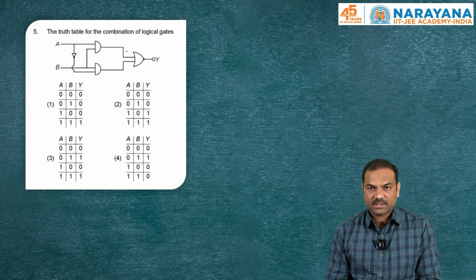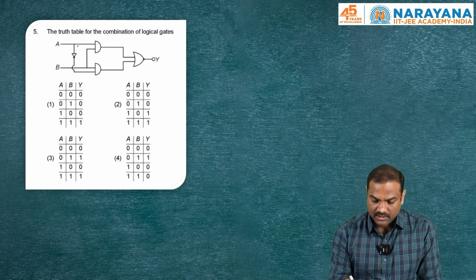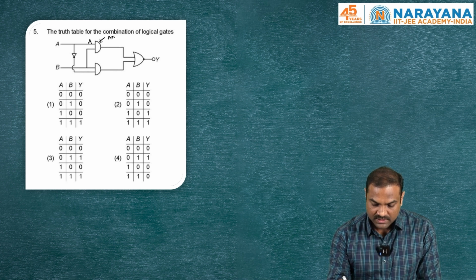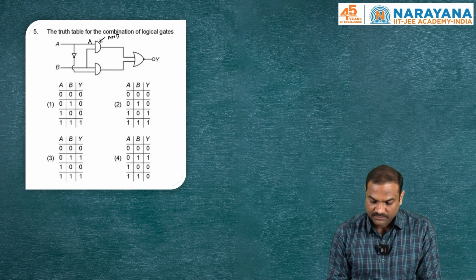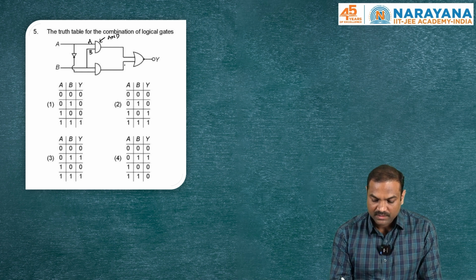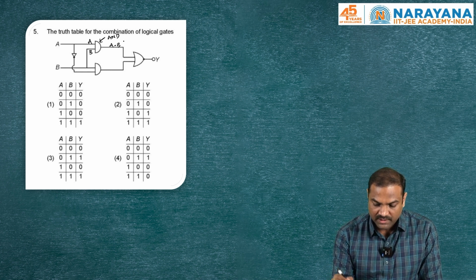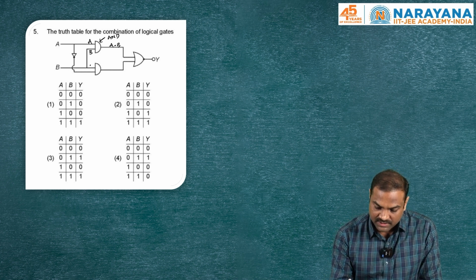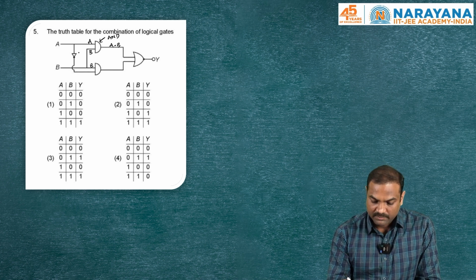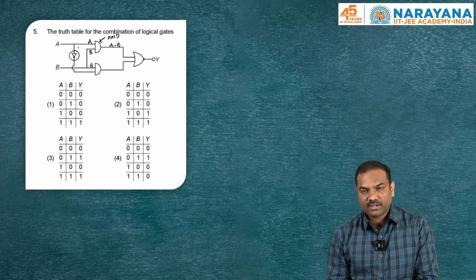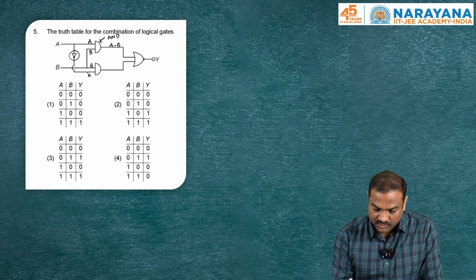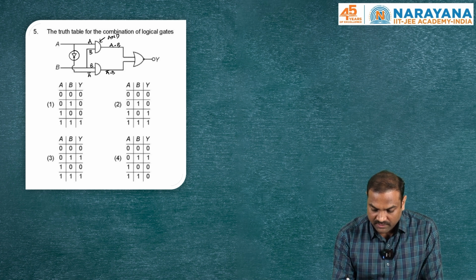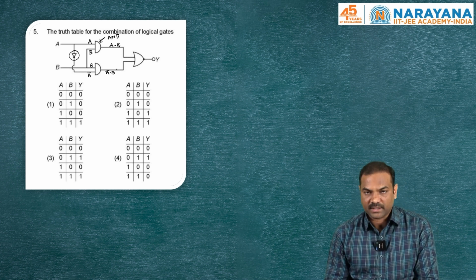Concentrate on the diagram. A is the input. The first gate is an AND gate. A is the input, the next input is going to be B. So that means A dot B will be the output from the AND gate. Similarly, B is the input directly to the second AND gate. But there is a NOT gate connected to A, so the input is going to be A bar. Then A bar dot B will be the output from the second AND gate.